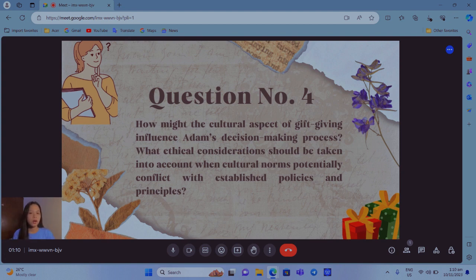Transparency. Being transparent is essential when addressing cultural variations in gift giving. To maintain openness in the process, Adam should speak honestly with the recipient and, if necessary, with pertinent authorities or superiors. Making moral decisions in these kinds of situations calls for a nuanced strategy that preserves moral principles while honoring cultural diversity.